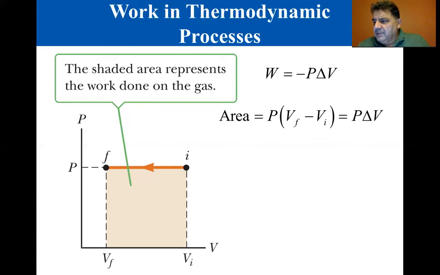Whenever negative work is done on a system, positive work is done by the system on its environment. The negative work done on the system represents a loss of energy from the system. The cost of doing positive work on the environment.